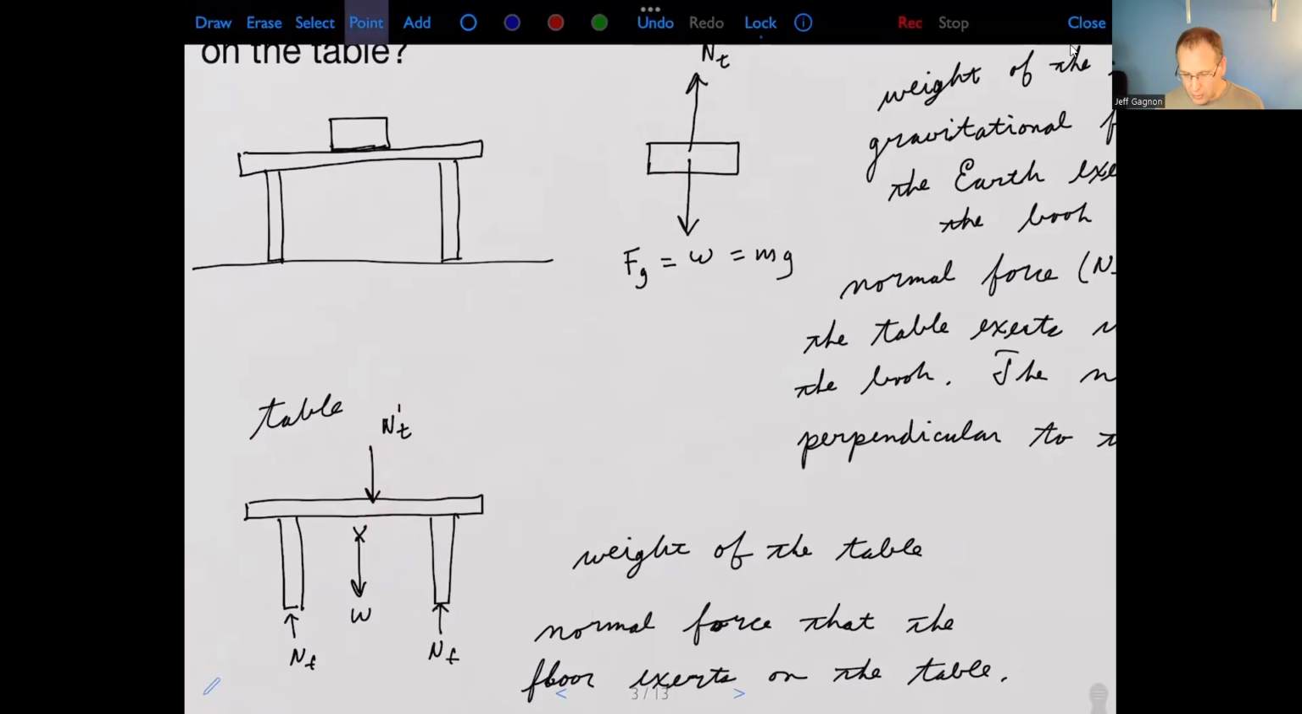Okay, now you might say, remember in the book example, we said there's a force that the earth exerts on the book. That's the weight of the book here, which is mg. So due to Newton's third law, there must be an equal and opposite force. But what is that equal and opposite force? Well, that would be the force that the book exerts on the earth. Yes, the book actually exerts a force on the earth, but the earth is so large that the effects due to that force are negligible. But that is actually the Newton's third law pair.